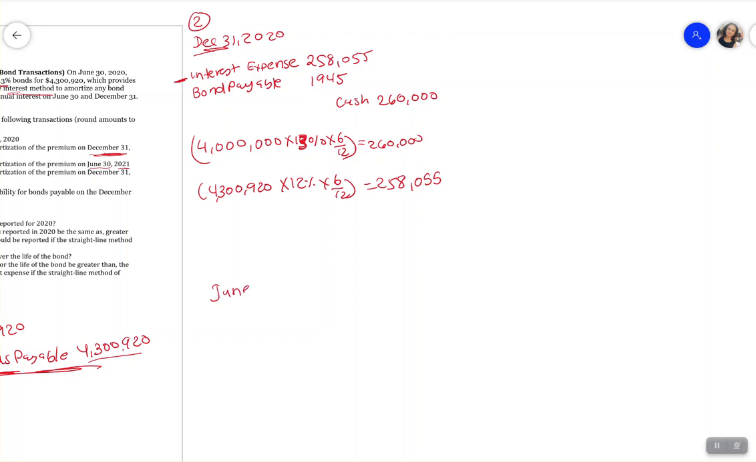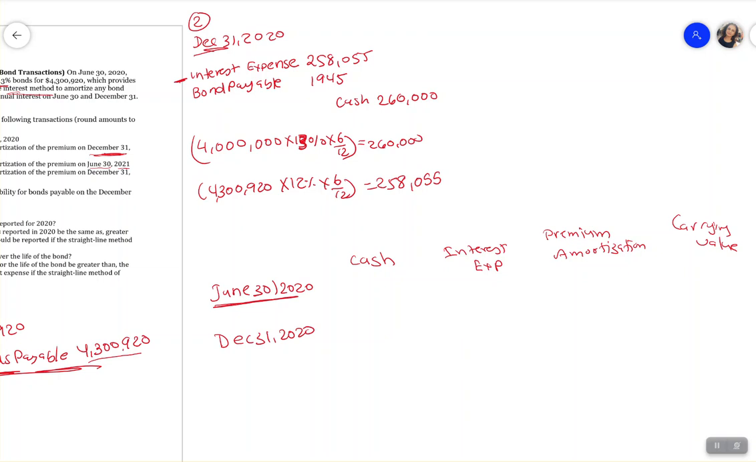So let's start with June 30th, 2020, so it is a little bit easy to navigate. I look at my cash that we paid, we have an interest expense, and in this case, we have a premium bond, so premium amortization, and then we have a carrying value of our bond. The carrying value of the bond on June 30th was 4,300,920. So that's what we started off with.